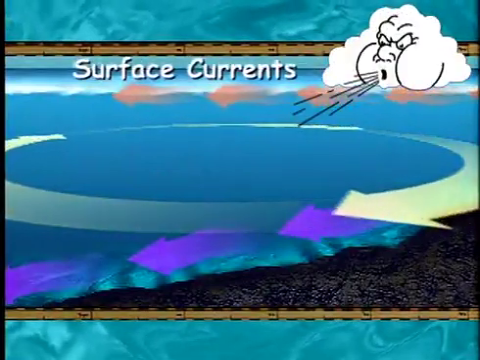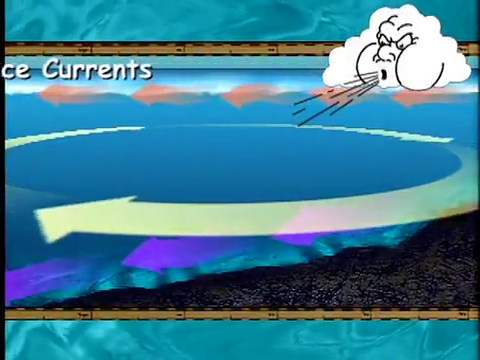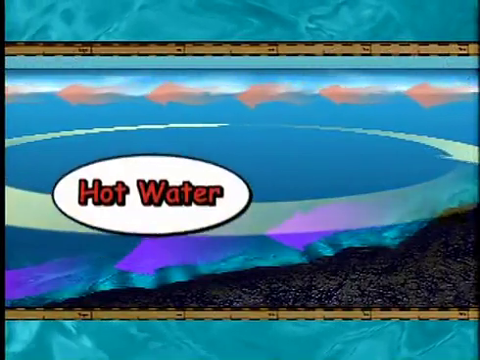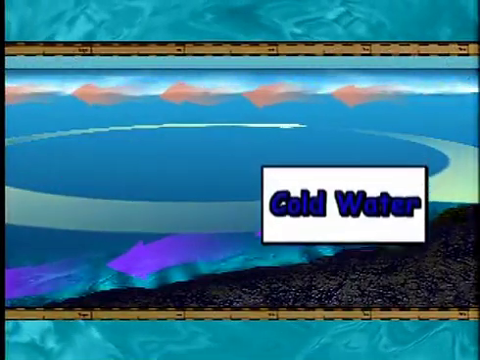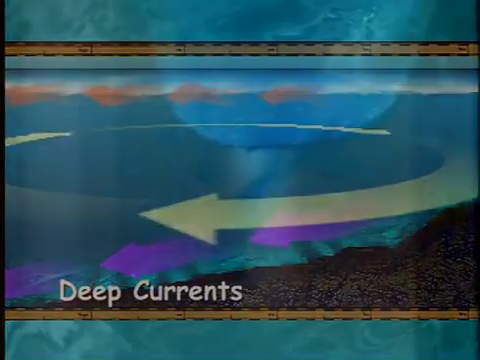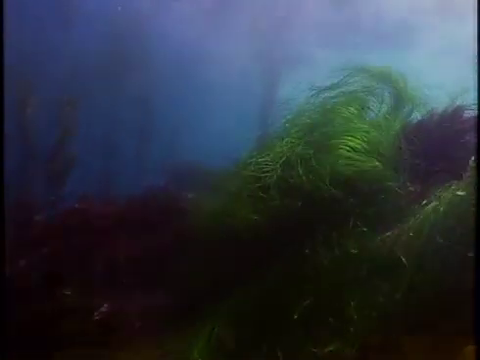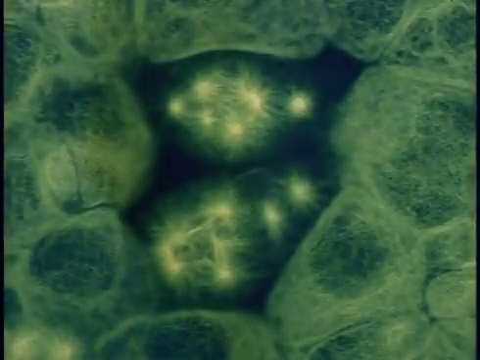Wind causes surface currents, but not all currents are at the surface. The rising of hot water and the sinking of cold water creates these deep currents. The ocean's currents do more than just carry heat. The currents also carry billions of tiny organisms throughout the oceans, providing the basis for the food chain.